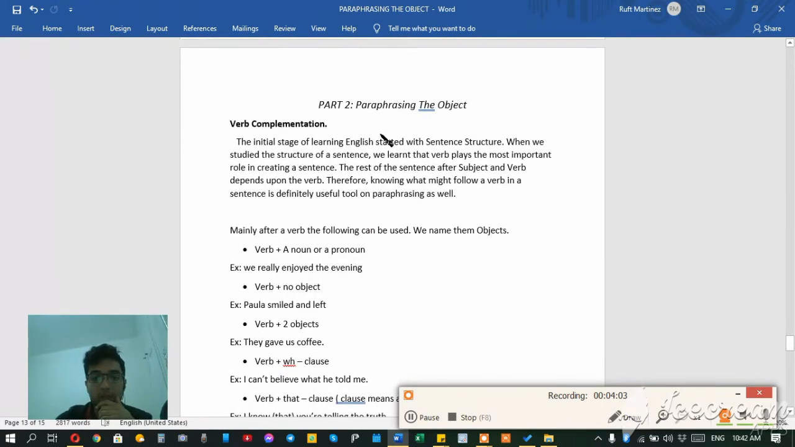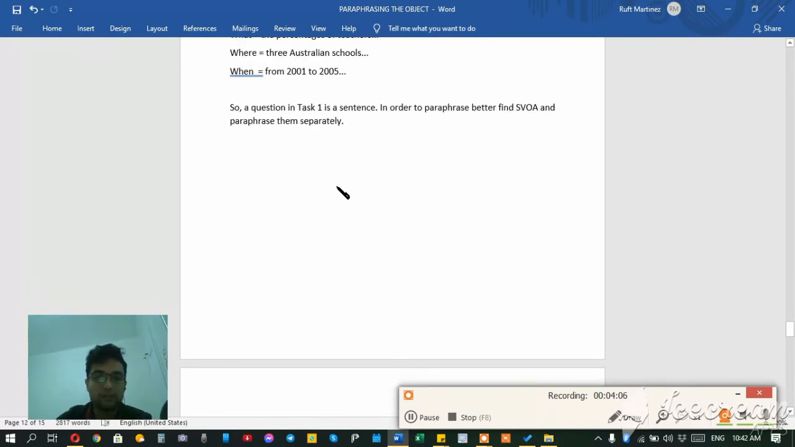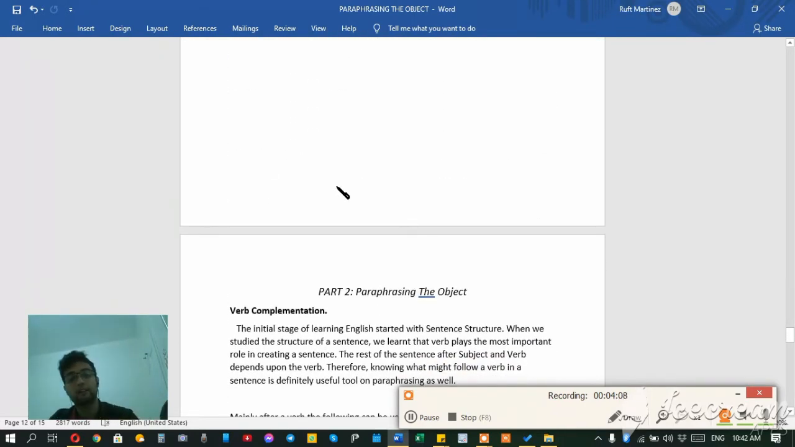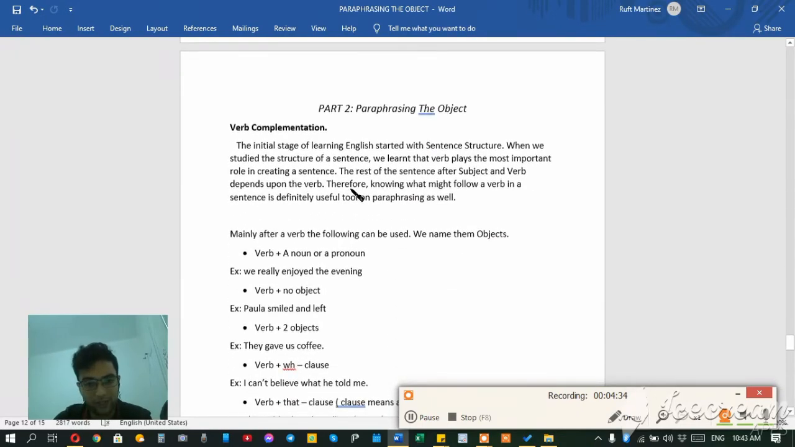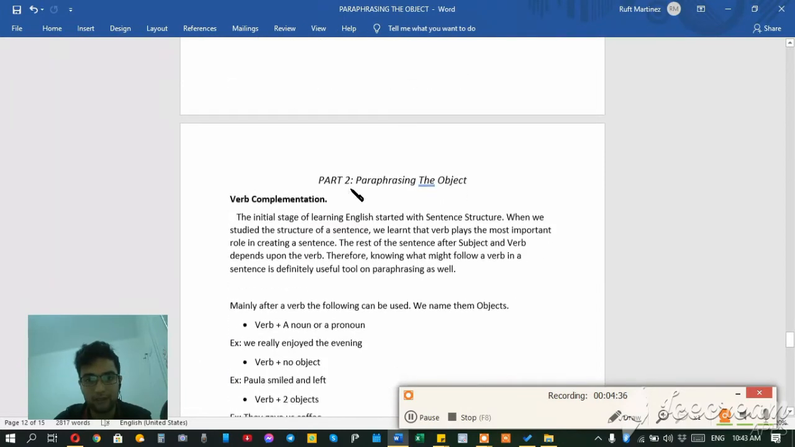Now, paraphrasing the object part 1 is finished. Now we have learned the art of paraphrasing. We have looked at different forms. And now we know what paraphrasing is and how we can paraphrase our sentences in the right way. And now we are going to look at part 2, paraphrasing the object. I want to take a little rest, but I'm not going to because nothing more is left. Let's finish this out.